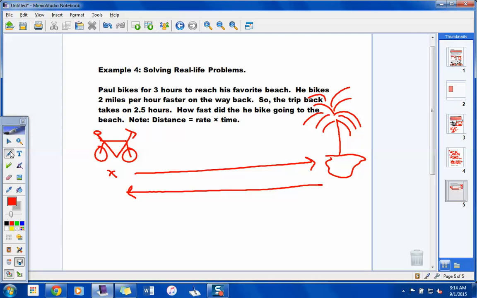Going to the beach, what do we know about his trip to the beach? It took him 3 hours, okay?